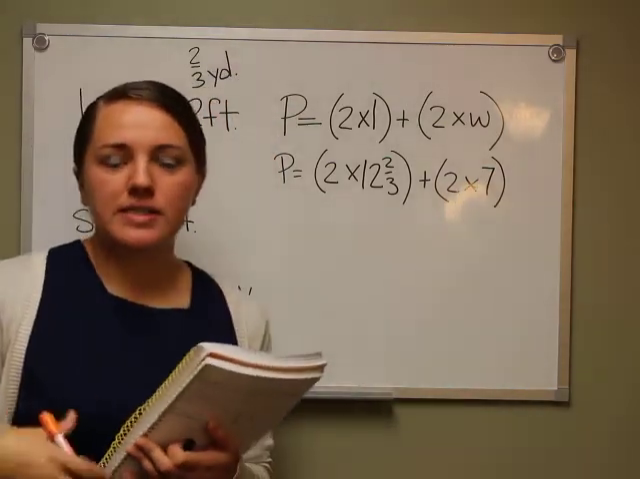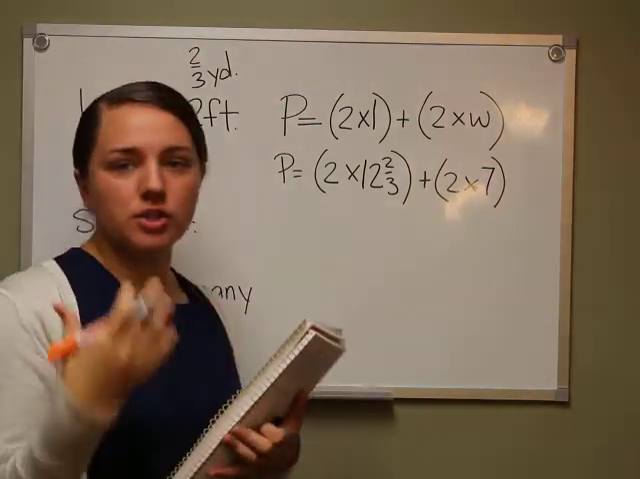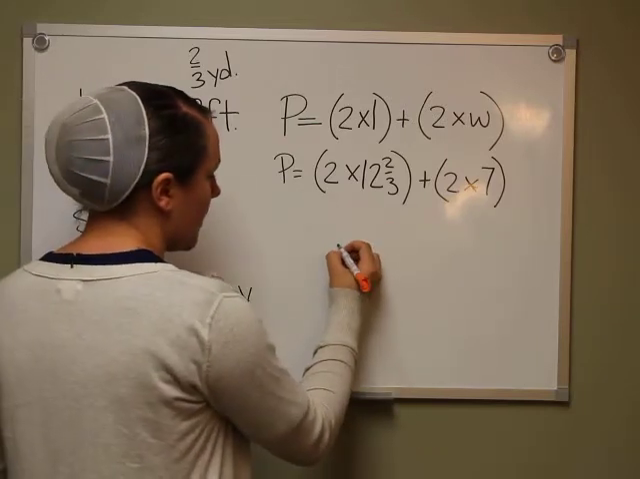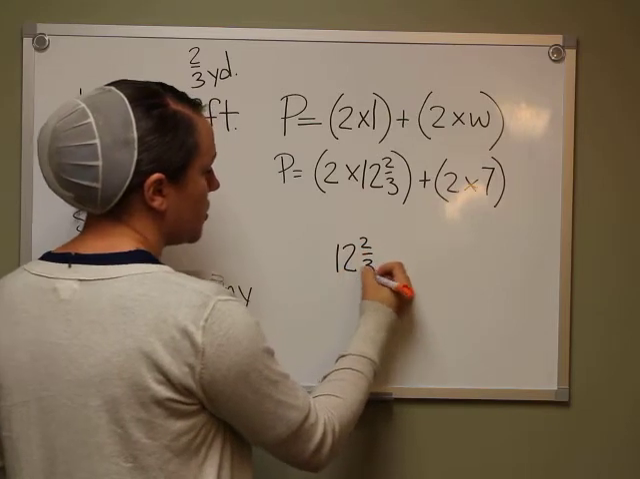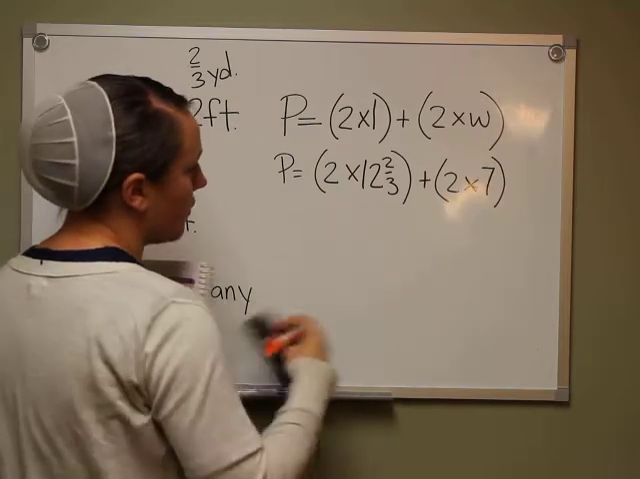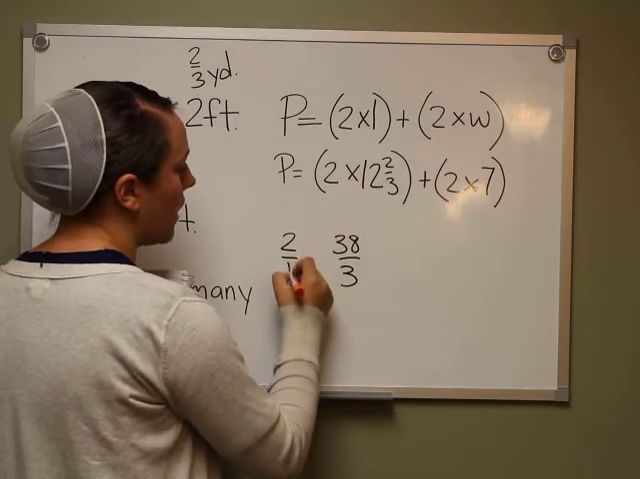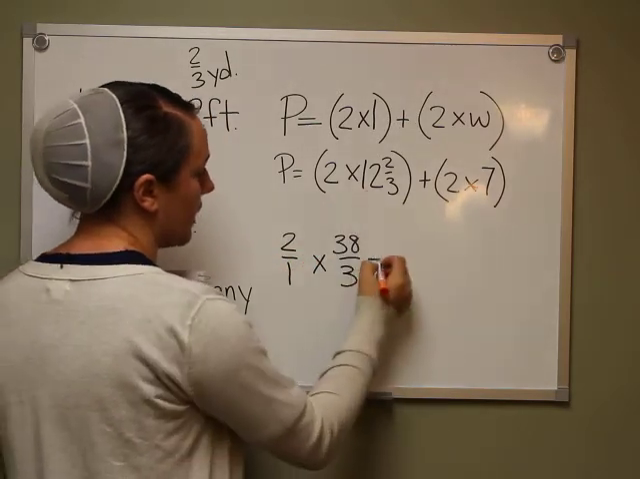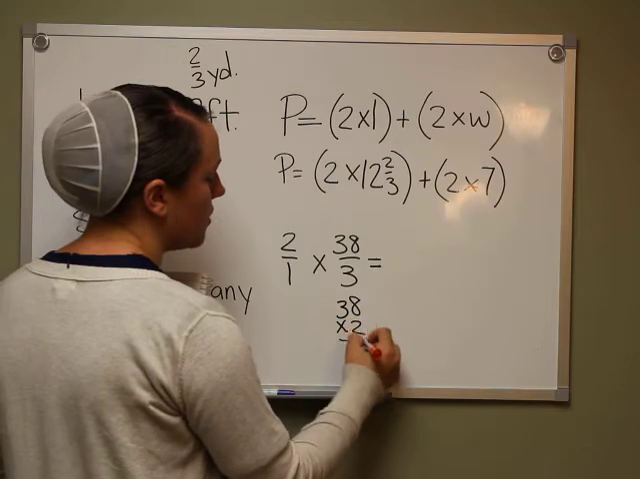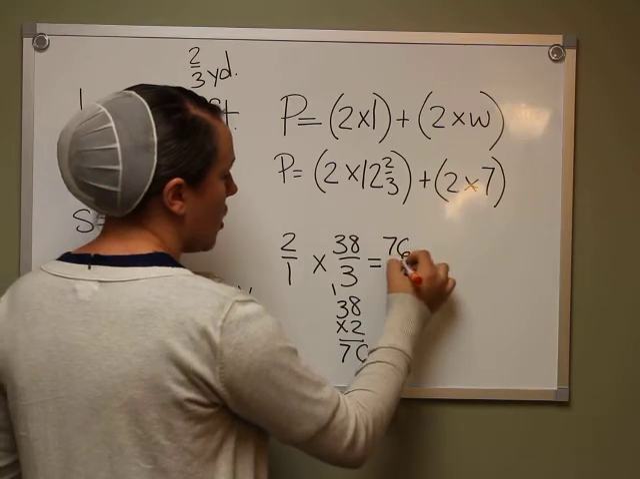Now we need to multiply. We do what's in the parentheses first, and then we will add. So we have P equals 2 times 12 2/3. So we need to multiply that. 12 2/3, we would need to change this to an improper fraction first of all, before we multiply. So it would be 38 over 3. So we have 2 over 1 times 38 over 3. Okay, so we have 38 times 2, 8 times 2 is 16, 3 times 2 plus 1 is 7, so we have 76 over 3.